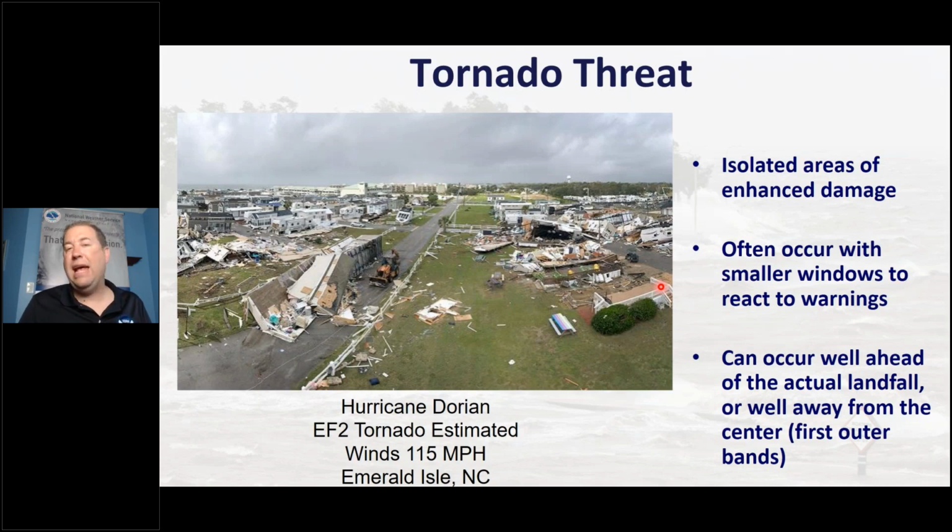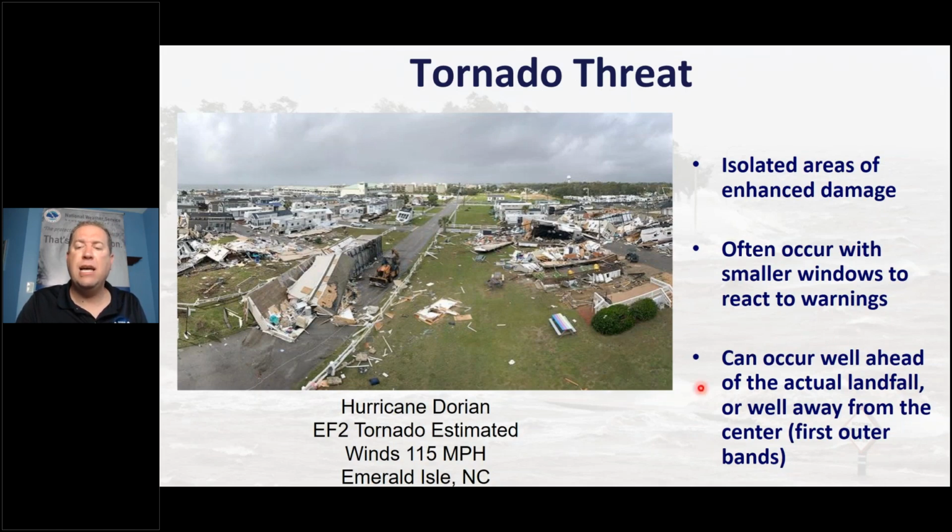The last threat, as if that's not enough, tornadoes. Usually you have at least a few. Some storms you have a lot, others you just have a few. With Dorian, we had a few tornadoes, and unfortunately it was a bad one on Emerald Isle, 115-mile-per-hour winds. These tornadoes can produce isolated areas of enhanced damage. Like during Florence, we had wind issues all over. A lot of people thought those were tornadoes. In some cases they were, but by and large, a lot of it was just a 100-mile-per-hour windstorm. But they can produce some enhanced areas of damage.